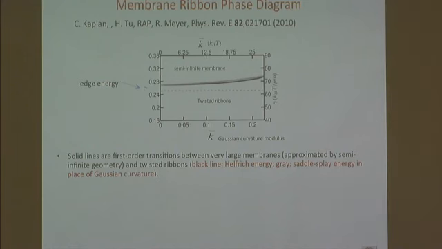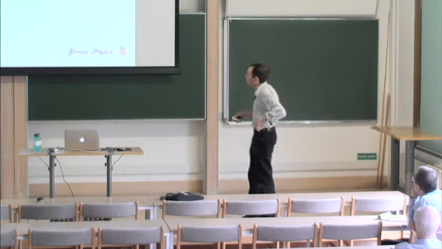And you see there's very little difference between the two, which is not a big shock if you think about the fact that the twist penetration depth is a half a micron. So in other words, the difference between saddle splay and the ordinary Gaussian curvature energy is only going to be in that very narrow region. So not surprisingly, when you get to the phase diagram, there's no big difference.